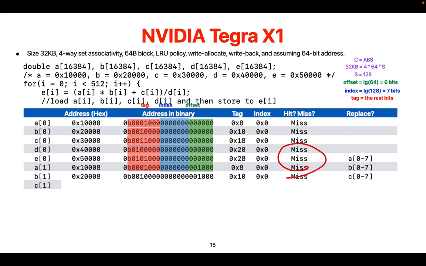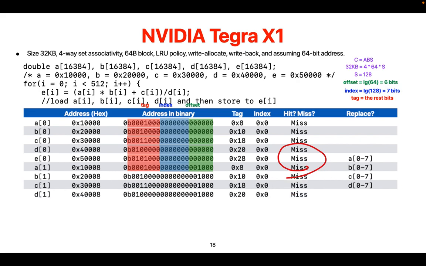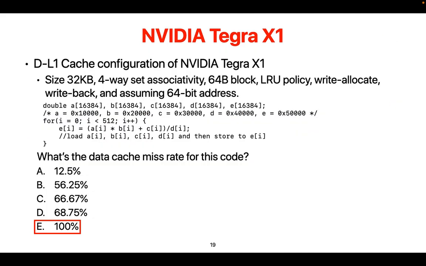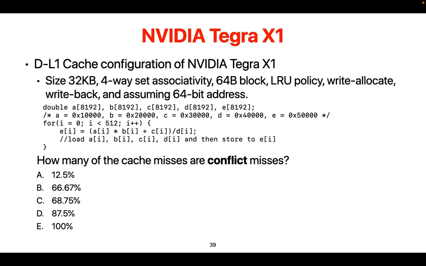right? So only 1 out of 8 in this sequence is not a conflict miss. Everything else will be a conflict miss, right? So even though it's a 100% miss rate, there are still differences in this 100% miss rate. So if you put that math in, only the first couple ones are compulsory misses, but everything else are conflict misses.